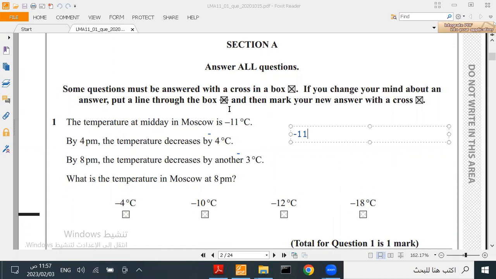Let's do it like this: -11, then -4, then -3 equals what? If you do it with a calculator, you'll get negative 18. That's the idea for this question. Negative 18. Now let's move on to the next one.